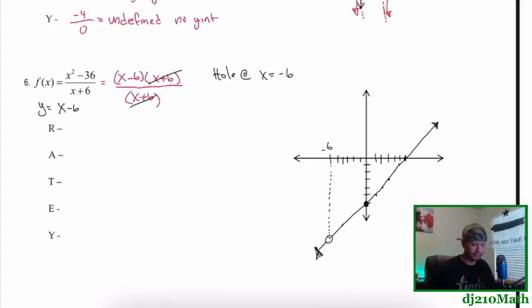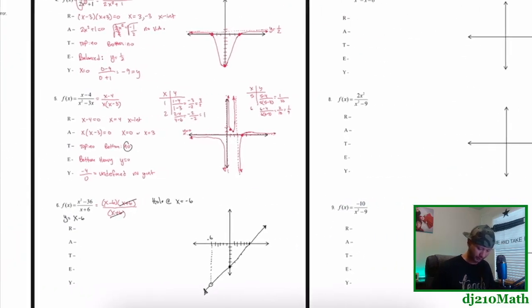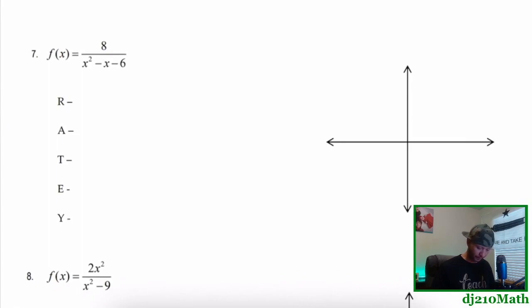So at x equals negative 6, there's a hole. And that's it. But there's no vertical asymptotes. There's no horizontal asymptotes. There's no end behavior, right? It's just a linear line with a hole at x equals negative 6. All right.